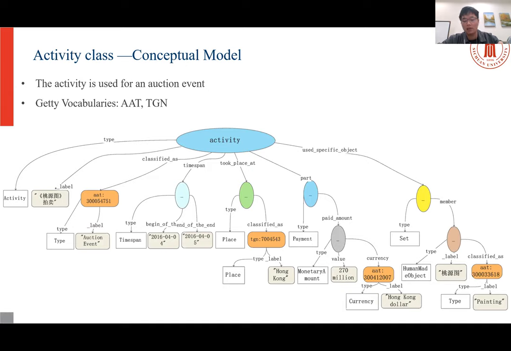The activity class is used for actual events. The activity class is used to describe the event in which Zhang Daqian's work, Tao Yuan Tu, was actually sold in Hong Kong in 2016. Attributes include the time and the price of the sale, the specific object in the activity, the type of artworks, and the amount of the auction, with the AAT and the TGN in the graph.